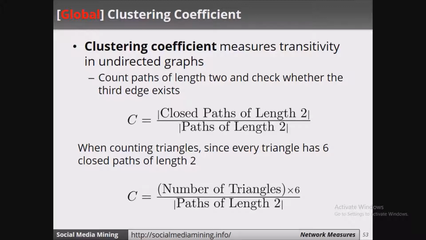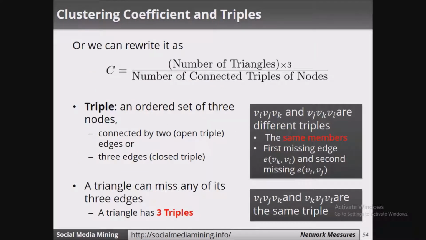So we will multiply the number of triangles by 6, because if there is transitivity in a triangle and there are 3 nodes in the triangle, then the number of edges should be 6. Divided by paths of length 2, this will give us the global clustering coefficient. This formula can be rewritten as: number of triangles times 3 divided by the number of connected triples of nodes. The number of triangles in the graph you can find out by just looking at the graph.